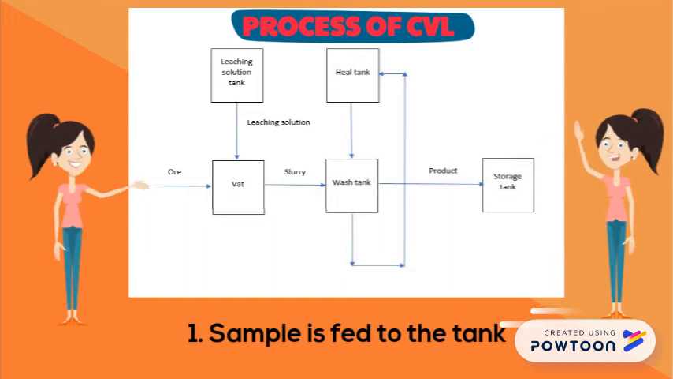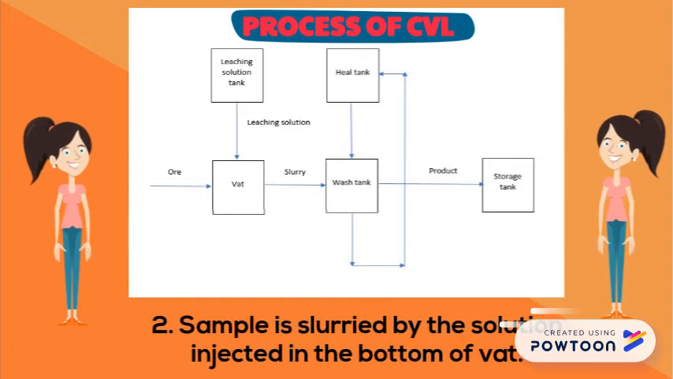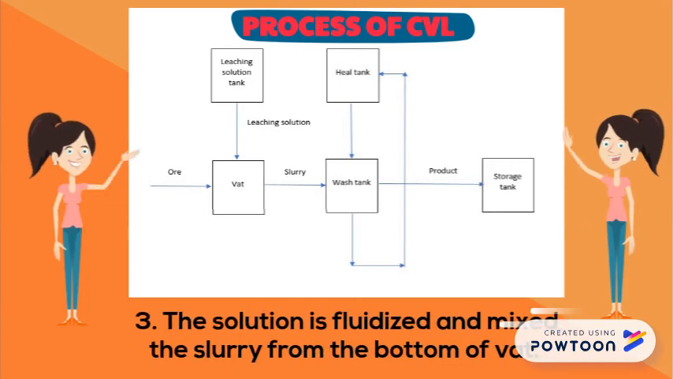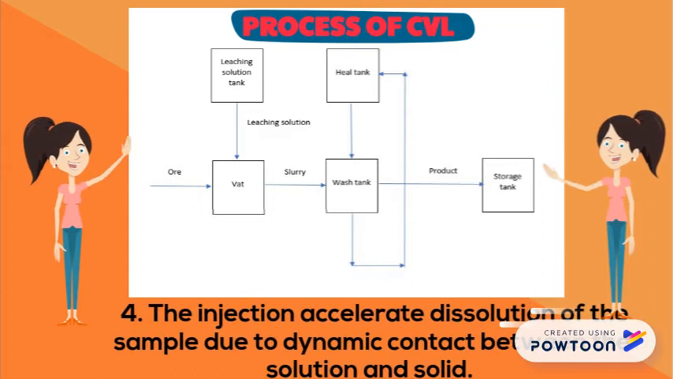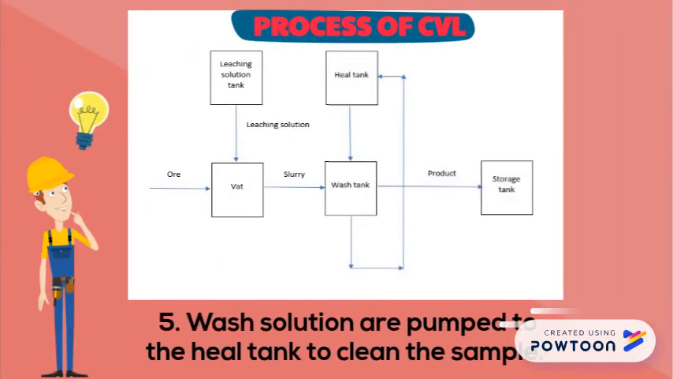Sample is fed to the tank. Sample is slurried by the solution injected in the bottom of the vat. The solution is fluidized and meets the slurry from the bottom of the vat. The injection accelerates dissolution of the sample due to dynamic contact between the solution and the solid. Wash solutions are pumped to the fill tank to clean the sample.